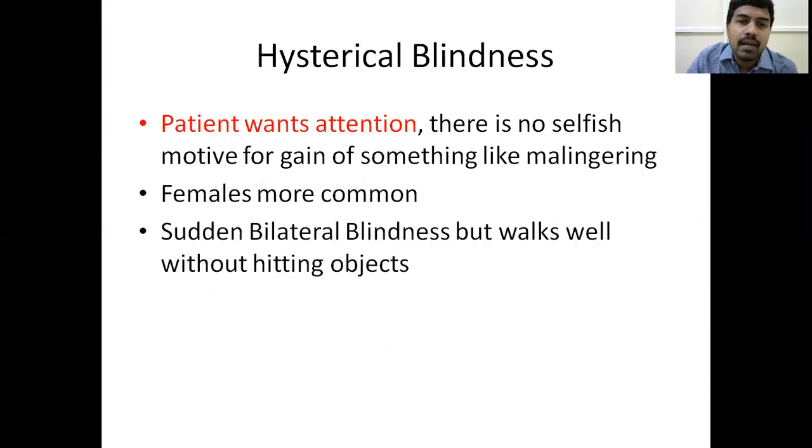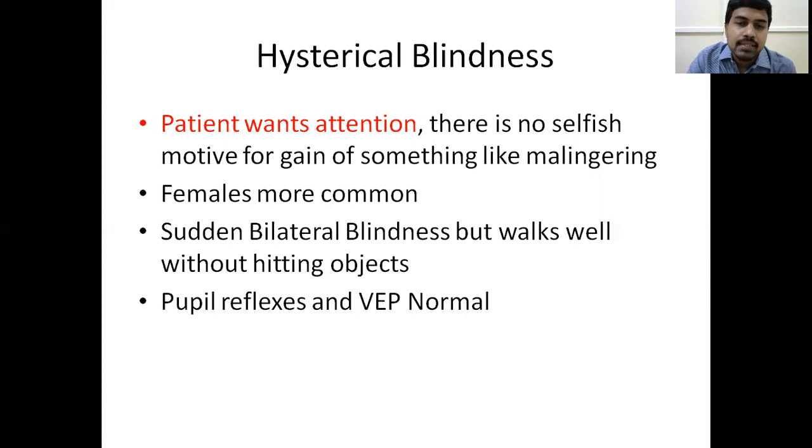Here sudden bilateral blindness will be there. The patient will say there is bilateral blindness, but in hysterical blindness, the patient walks well without hitting objects. Suppose there is a table in front of you. The patient gradually goes around the side of the table, but he doesn't hit it. That itself says that he's hysterical. In the case of malingering, he goes and hits the table. He says that he's unable to see, that's why he hits the table and falls down. He does some action. If he does action, it is malingering. If he doesn't, as in hysteria, he avoids the table and goes around the side.